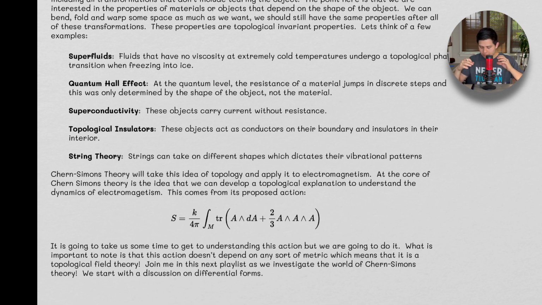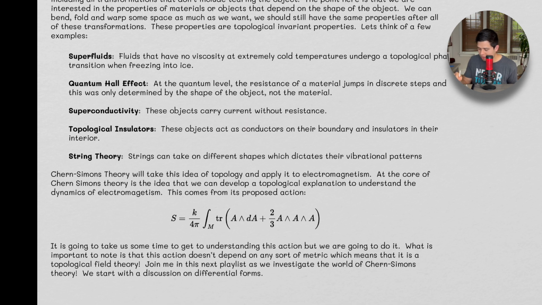Okay? And so the quantum Hall effect really has to do a lot with the shape of some object and the properties, specifically the resistance of the property as it changes shape. Okay? So resistance in this quantum Hall effect is a topological feature of this physical phenomenon.